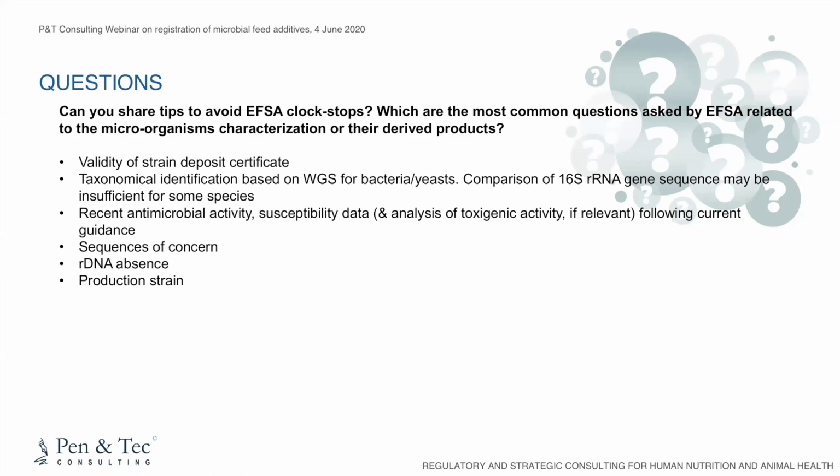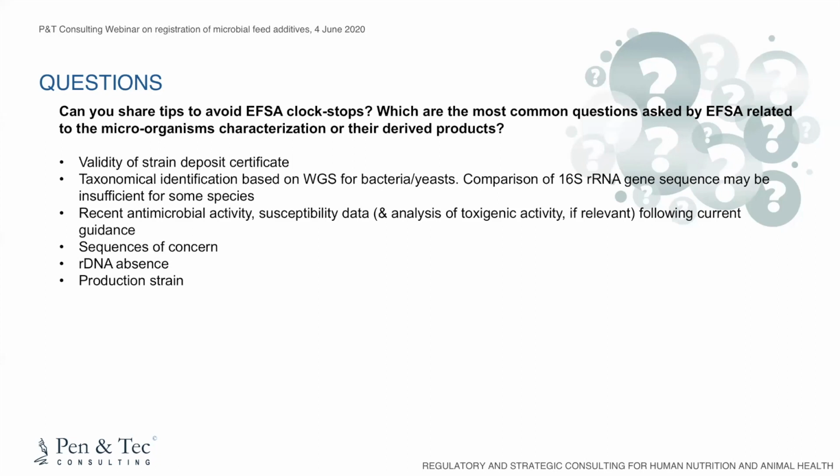In relation to antimicrobial susceptibility or toxigenicity when relevant, EFSA will insist that these studies are performed according to the indications in the current guidance. As for the sequences of concern derived from the analysis of the whole genome sequence, they should also be adequately reported. We advise to use the thresholds discussed during this webinar, which are 70% identity for antimicrobial resistance genes and 80% identity or higher for virulence factors.